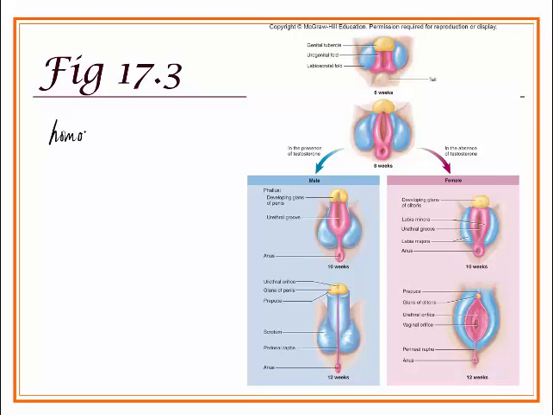So homologous means grown from the same fetal origin tissue. And so in figure 17.3, we can see that they've color-coded some of the regions of tissue at about 6 weeks into fetal development. So this isn't 6 weeks after birth. This is 6 weeks as a fetus.